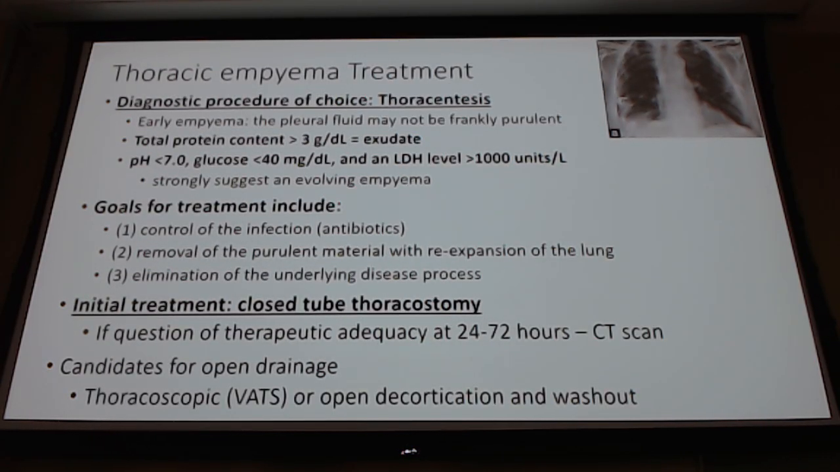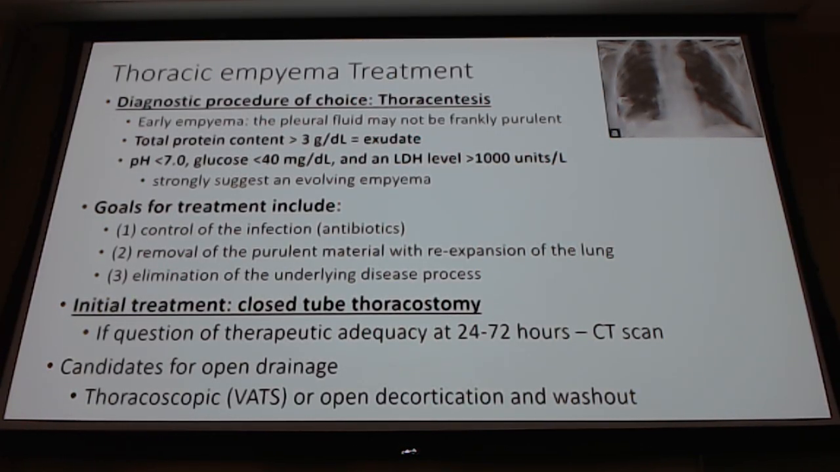All right, treatment. Early diagnosis is really, really key. In early empyemas, the pleural fluid may not actually be frankly purulent. You'll have greater than 3 grams of protein, meaning exudative. The pH will be less than 7, and the glucose will be lower. When the pH gets lower than 7, glucose less than 40, and an LDH greater than 1,000, it's really into that more chronic stage, like we talked about.